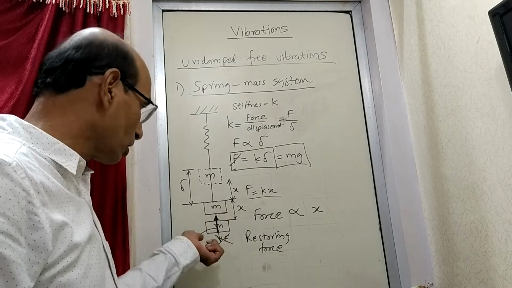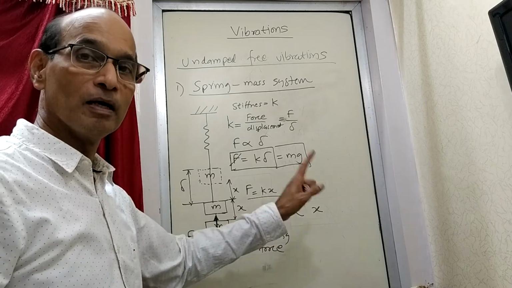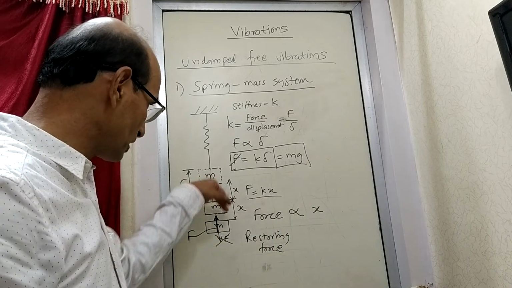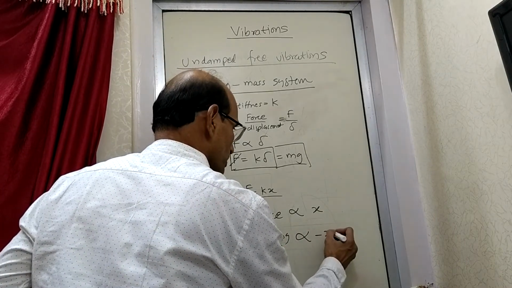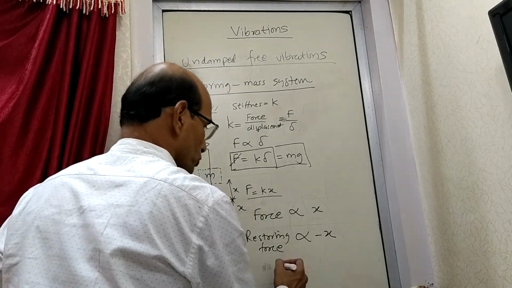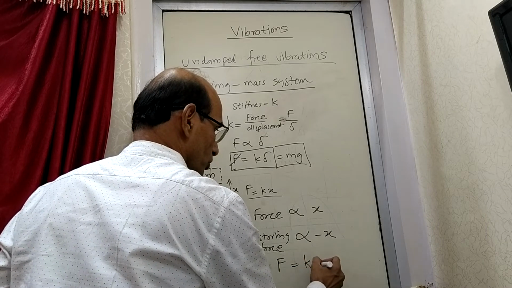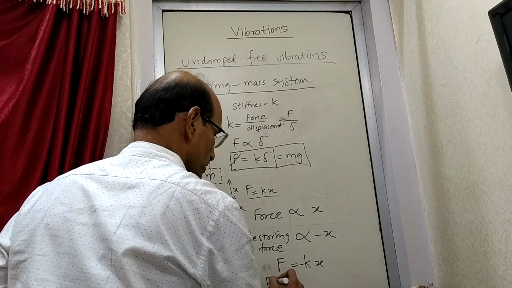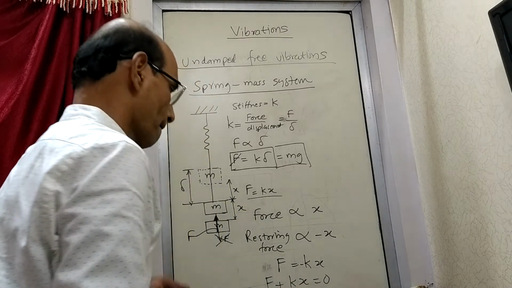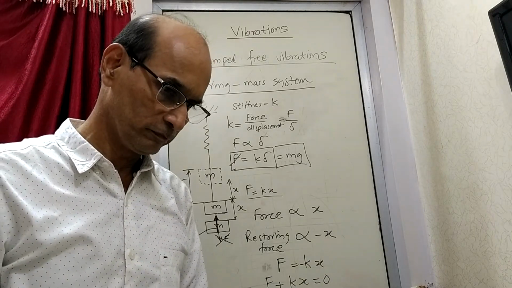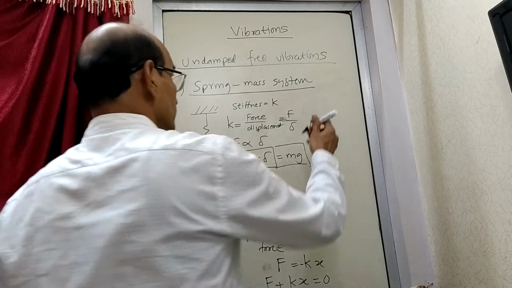Because if you displace it more, the restoring force will be also more. So restoring force is proportional to displacement, but the thing is, force is in this direction, displacement is in this direction. So it is proportional to, I should say, minus x. Restoring force is proportional to minus x. So I'll write here, this F is equal to K into minus x. So F plus Kx equal to 0. Maybe I'll write here.